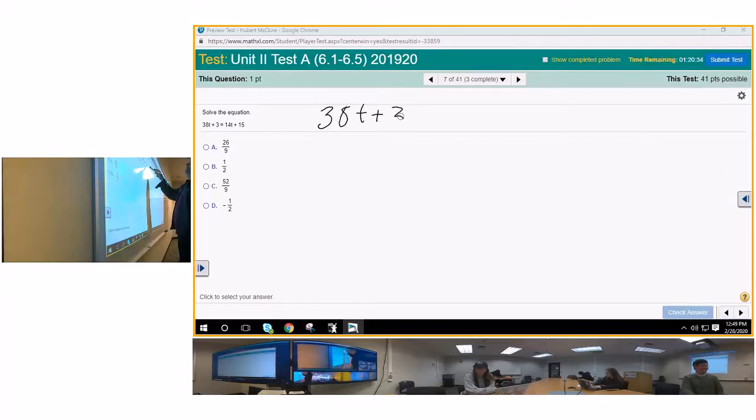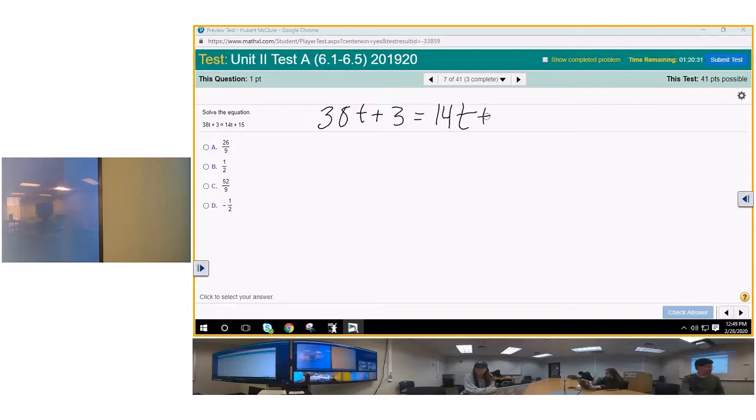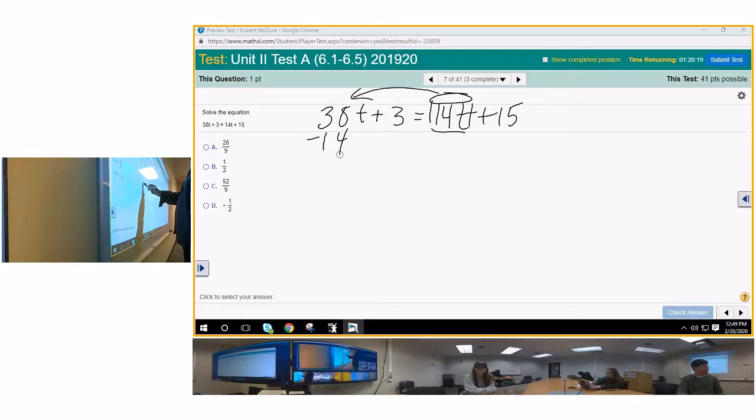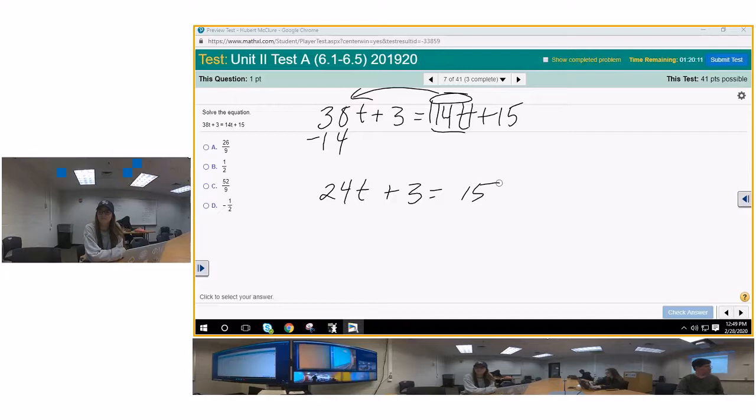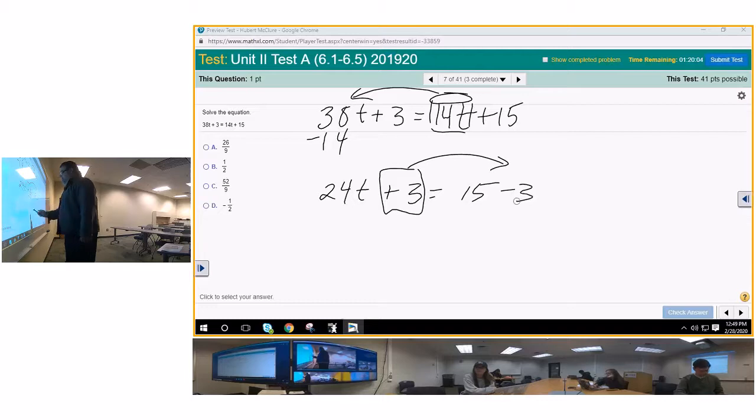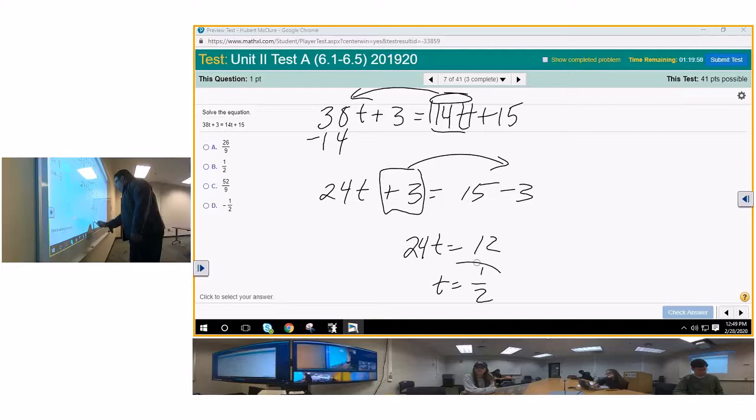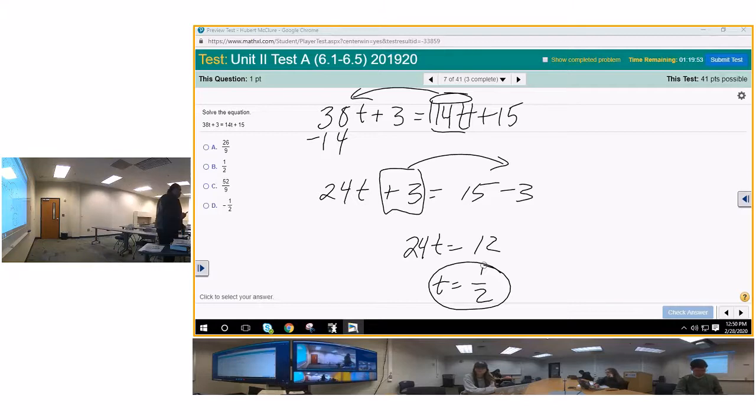We didn't do one like this, so: 38t plus 3 is equal to 14t plus 15. 14t is the little bucket. Take it across the river. 24t? Somebody help me because I cannot subtract. Plus 3 is equal to 15. Take that 3 across the river. And 24t is equal to 12. T is equal to what? 0.5. And I think that'll be Bravo. Correct.